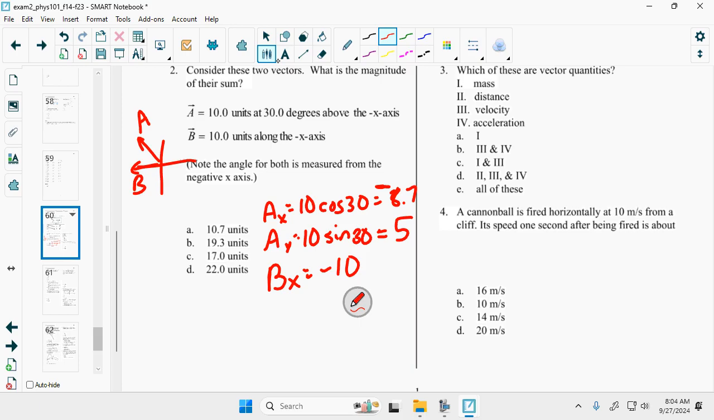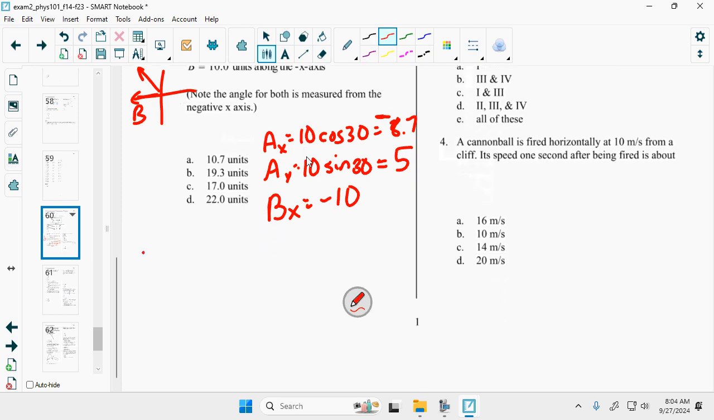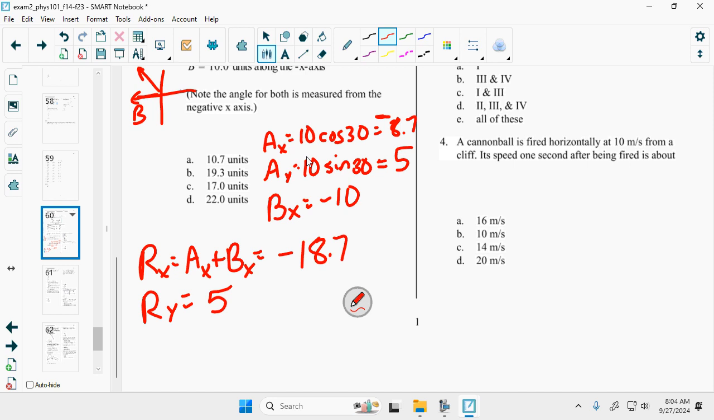I want to know the magnitude of their sum. The next step is to add up the x components to get Rx. Rx is going to equal Ax plus Bx. That's negative 8.7 minus 10. That's negative 18.7. And then Ry is just 5. And then to find the magnitude, I say negative 18.7 squared.